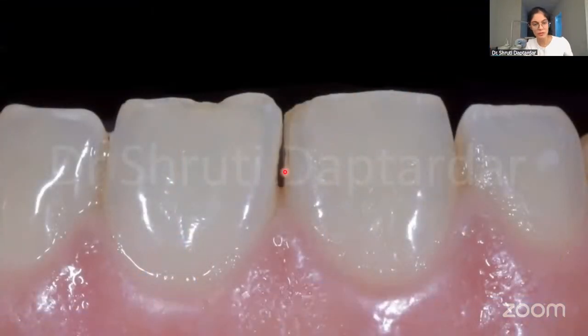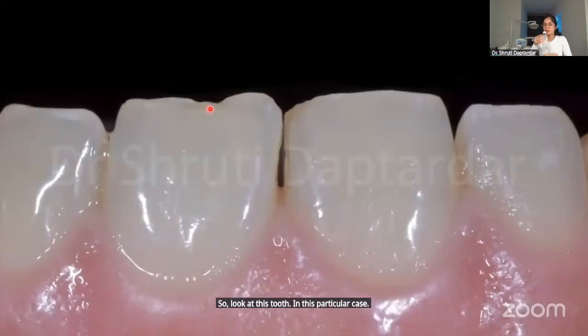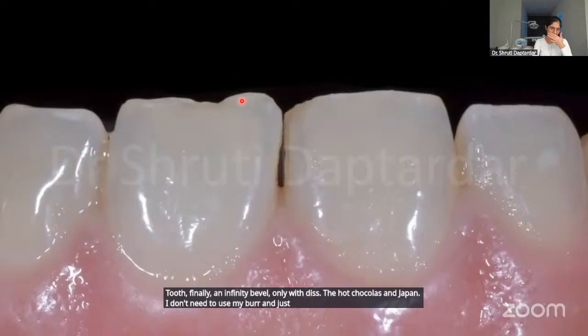So look at this tooth. In this particular case, I was able to create the bevel from primary to secondary to finally an infinity bevel only with discs. It is a very small chip. I don't need to use my burr and just trim everything off.